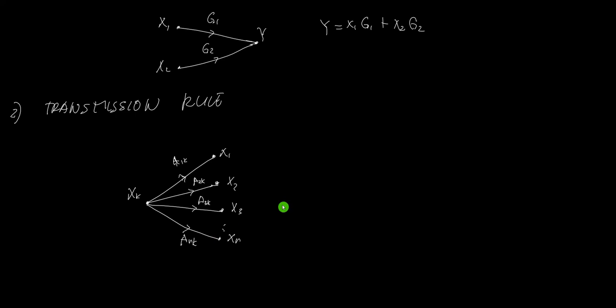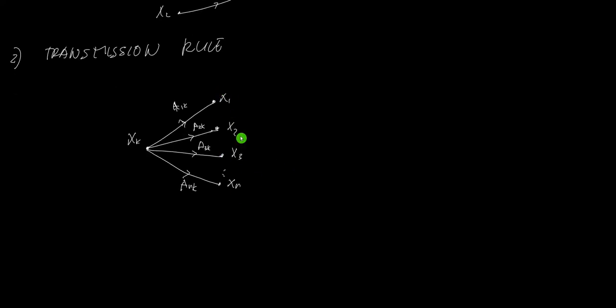So for a transmission rule, it says that if you solve for the individual output here, x1 is just equal to xk times a1k, x2 is just equal to xk times a2k, and so on. So in general, xi is just equal to xk multiplied with the transmission function aik. The signal is being transmitted into different branches. That's the transmission rule.